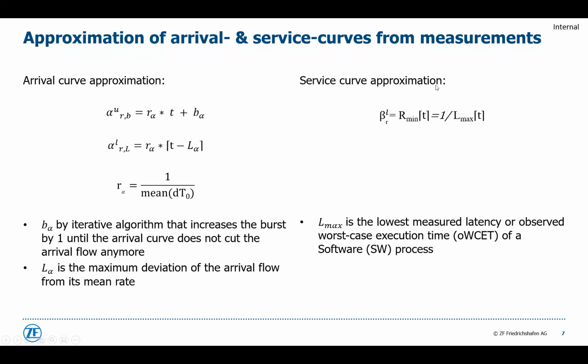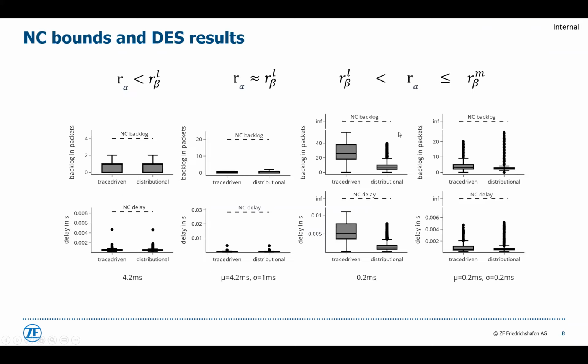And the service curve approximation, in the first shot, we took the lowest measured latency we observed, so the observed worst case execution time in the system of the software processes, and used that for a rate curve with latency 0.